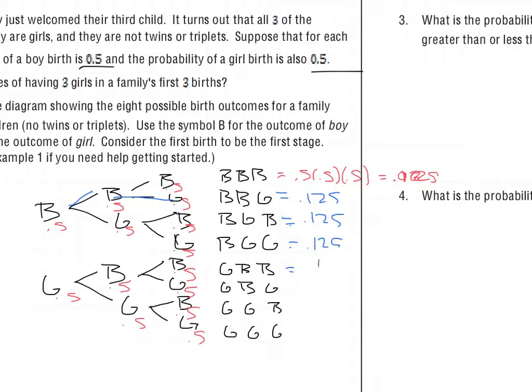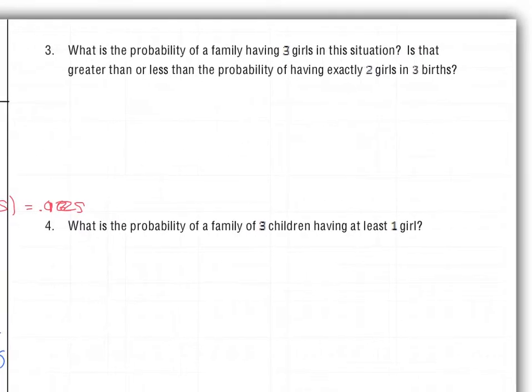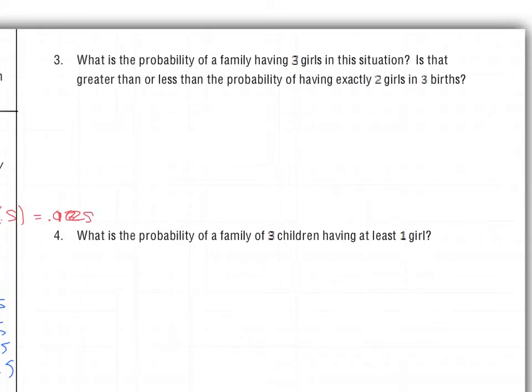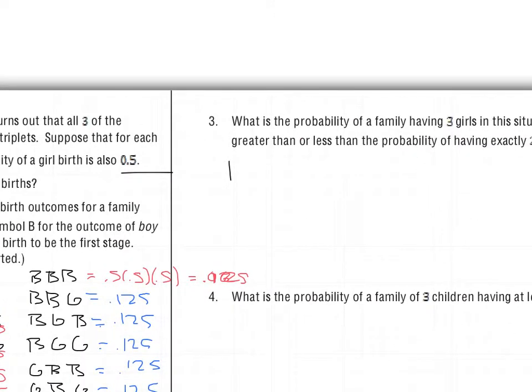As we walk over to answer the questions, we're going to try and figure out what these questions are asking us. The first one says the probability of having 3 girls in this situation. So the probability of having 3 girls, that's going to be just this one outcome. So the probability of 3 girls, and we're going to use our notation here so we can label our work. Probability of girl, girl, girl. You should have already answered this question, is 0.125.